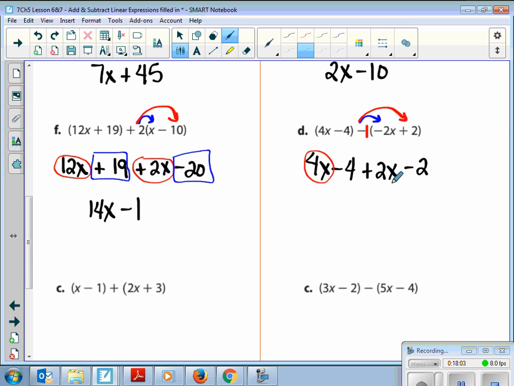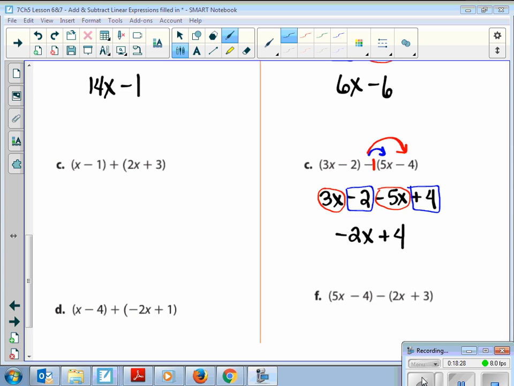Very good. So now we can combine our like terms. So we've got a 4x and we've got a positive 2x. And we have a negative 4 and a negative 2. So 4x plus 2x is 6x. And negative 4 plus a negative 2 is negative 6.